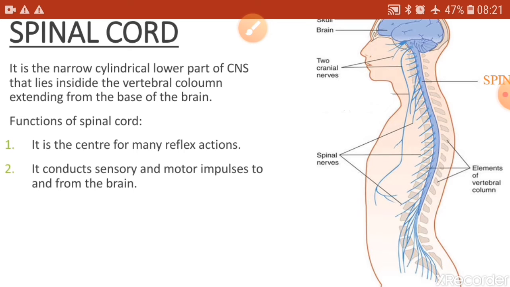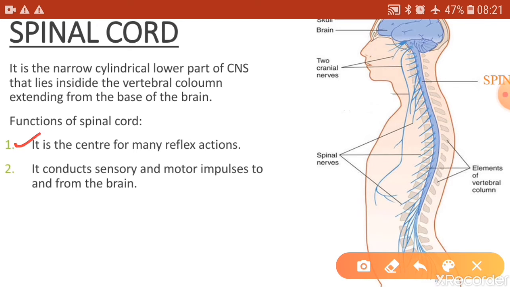The first important function of the spinal cord is that it is the center for many reflex actions, like that was discussed to you in my previous video. An example of it is a sudden withdrawal of hand when you touch a hot plate. So the center for such an action is the spinal cord.